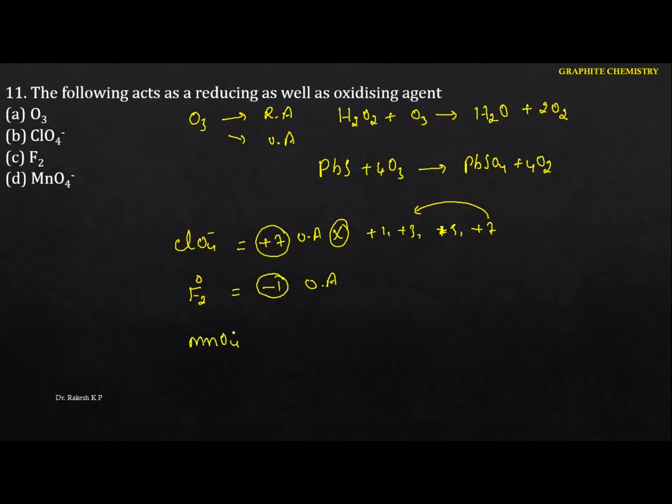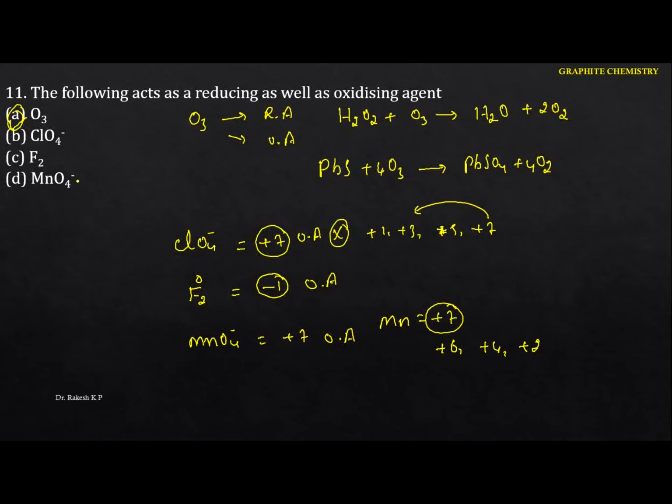This is the permanganate ion. If you calculate the oxidation state, that becomes +7. The highest oxidation state shown by manganese is +7. But they can decrease to +6, +4 and also +2, but they cannot increase because it reaches the maximum. Hence they can act only as the oxidizing agent but not the reducing. But here both will be possible. Hence the option is A.